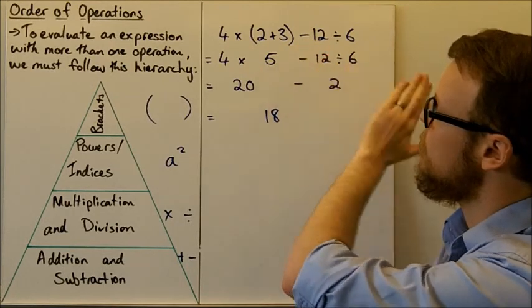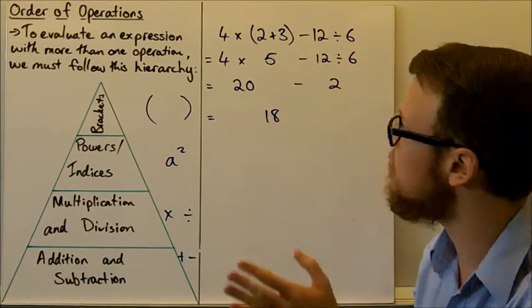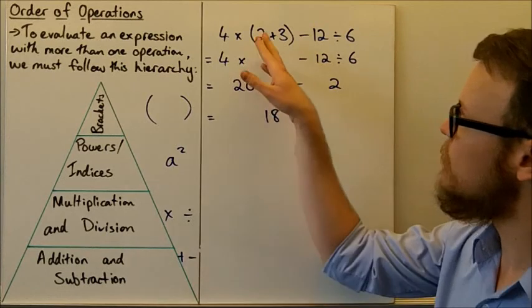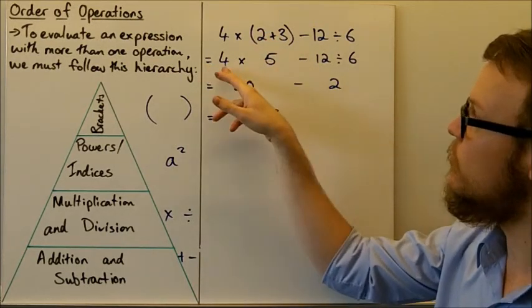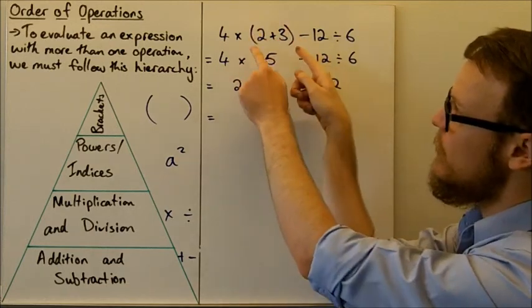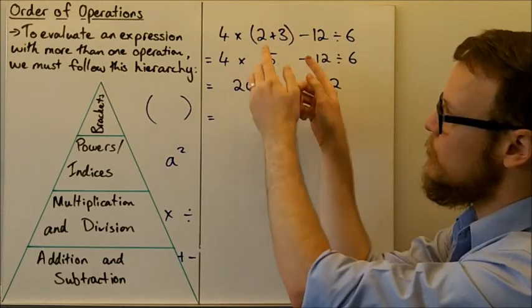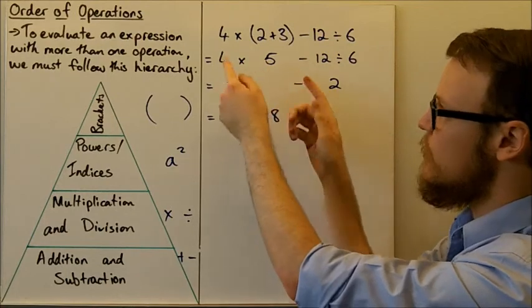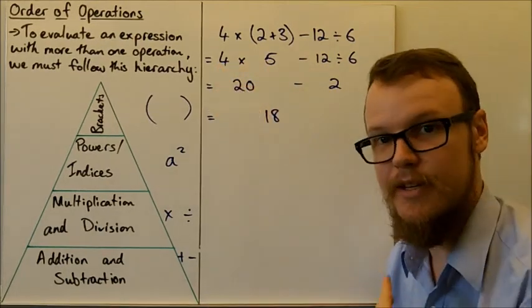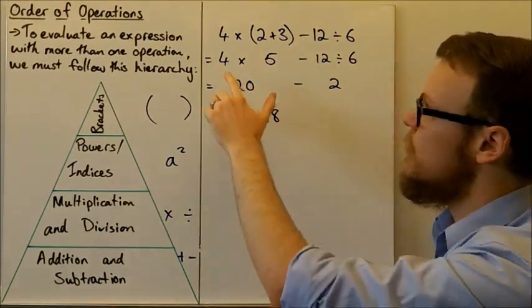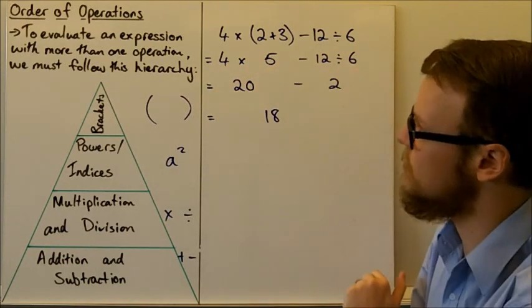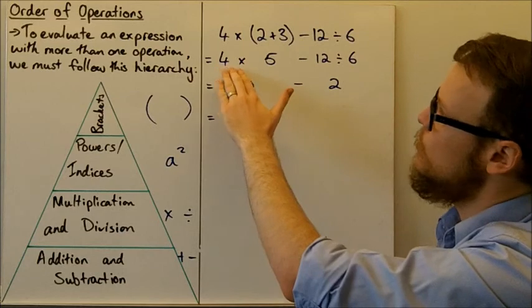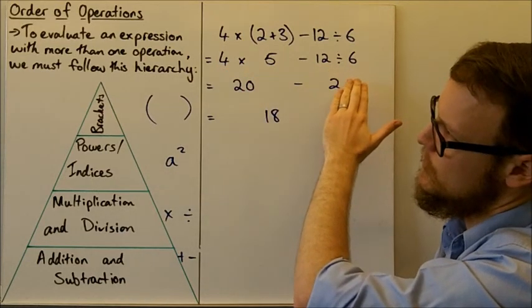If we look at this example here, we've got 4 times, and then in brackets 2 plus 3, minus 12 divided by 6. We need to start with brackets, so I can see one set of brackets here, so we evaluate that first. We write our equal sign here, and the only thing we are evaluating is the 2 plus 3. 2 plus 3 is 5, so we just place that below it. So the number sentence then becomes 4 times 5 minus 12 divided by 6.